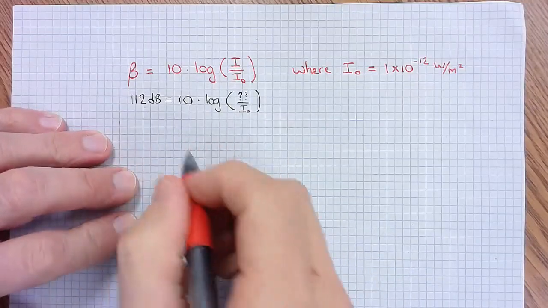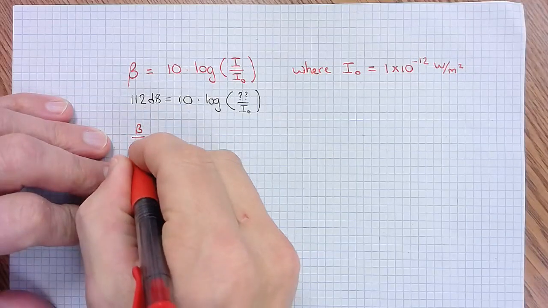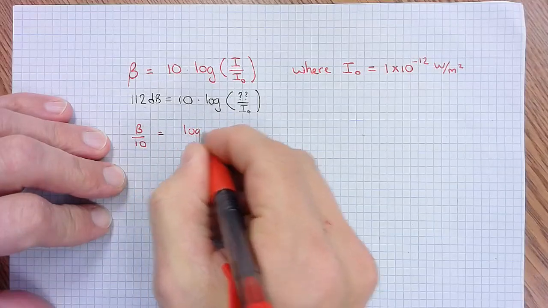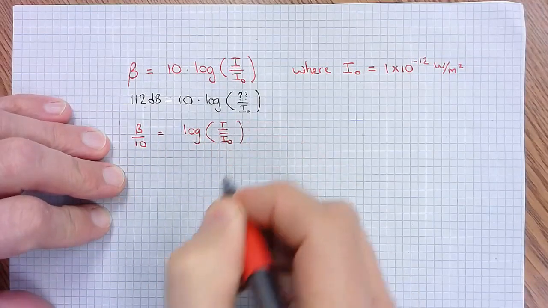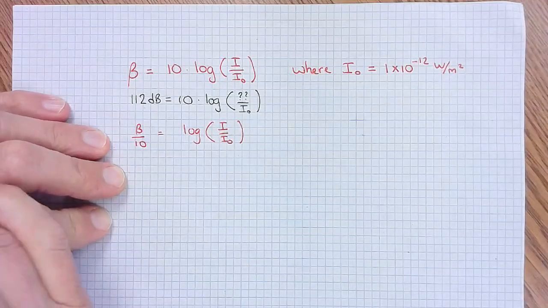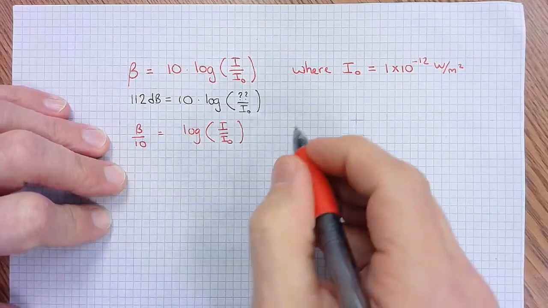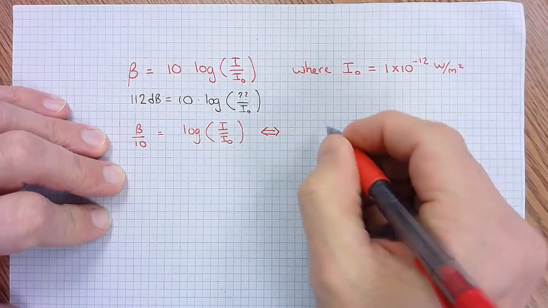To do this, we're going to try to rewrite this equation. So what I'm going to do is I'm going to write beta over 10. So I'm going to divide both sides by 10. That equals the log of I over I0. And now I can rewrite my log equation as an exponential equation because log functions and exponential functions undo each other. So I can rewrite this as an exponential function.